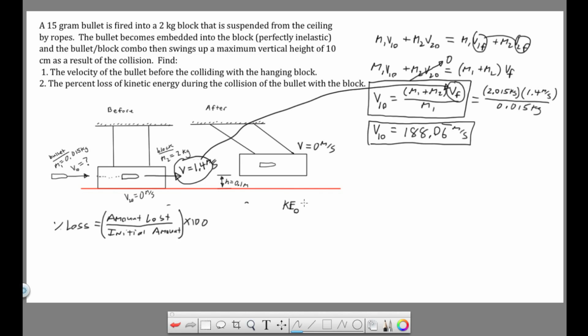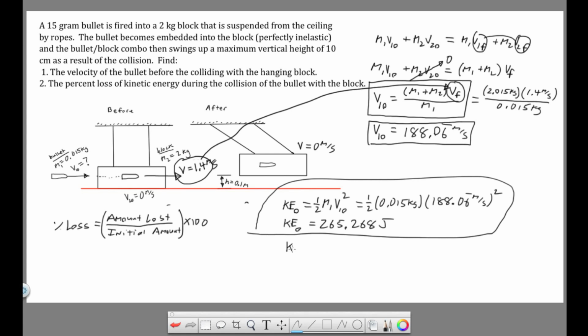So let's figure it out. Kinetic initial, meaning the kinetic energy before the collision, is all in the bullet. The bullet is the only object that has kinetic energy before the collision. The block is sitting here at rest. So kinetic initial is going to be 1/2 mass of the bullet times the velocity of the bullet before the collision, which we now have. So this is 1/2 times 0.015 kilograms. The velocity of the bullet before the collision was found to be 188.06 repeating meters per second. Make sure you square the velocity. So kinetic initial comes out as 265.268 joules. All right, so that's our kinetic initial.